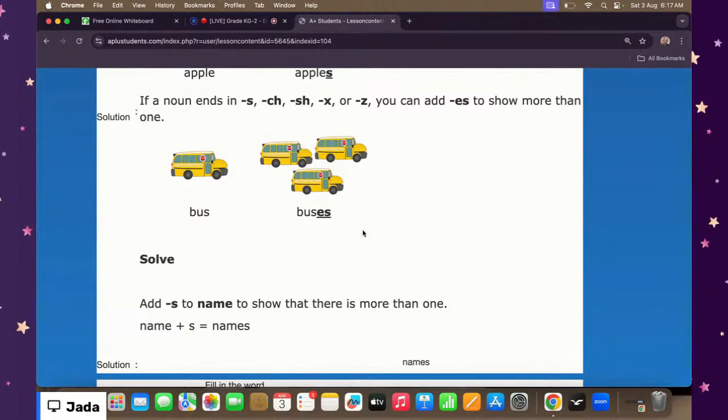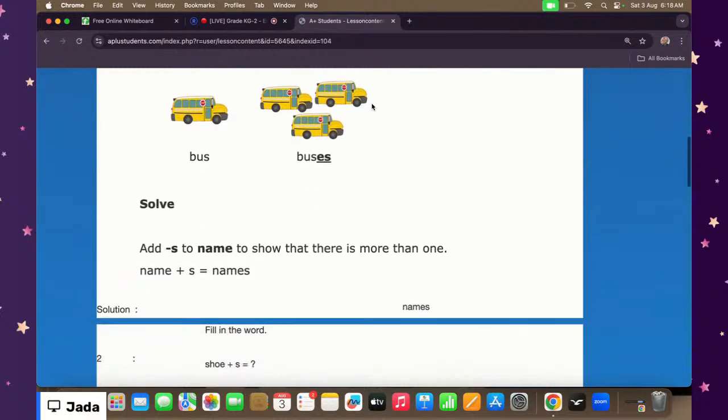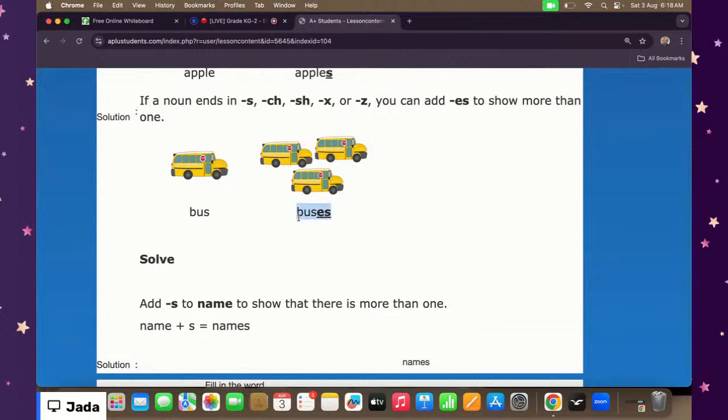Now, if a noun ends in S, CH, SH, X, or Z, you can use ES to show more than one. So take note, if you see that the noun is ending with S, CH, SH, X, or Z, you add ES to that. Okay, so it shows that it is more than one. So always add ES if the noun ends with S, CH, SH, like that. Okay. So look at an example here. For the bus, it ends with S, so you need to add ES. So take note, if it ends with S, it is ES.